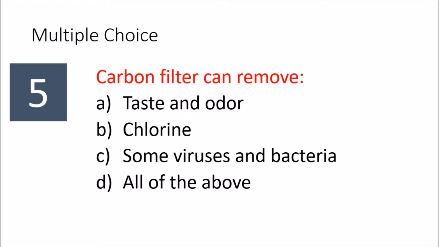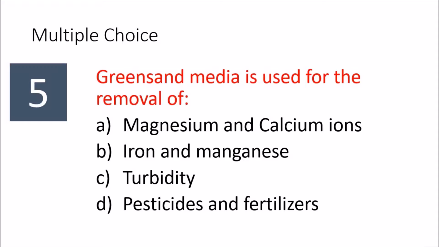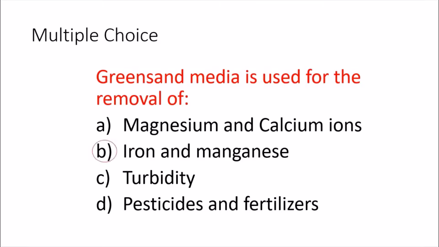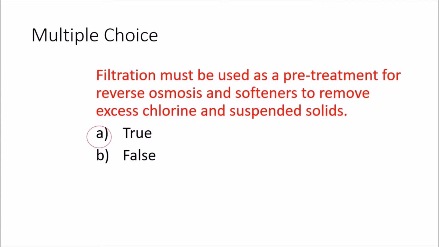Carbon filter can remove all of the above. Green sand media is used for the removal of iron and manganese through ion exchange. Filtration must be used as a pre-treatment for reverse osmosis and softeners to remove excess chlorine and suspended solids. This statement is true.